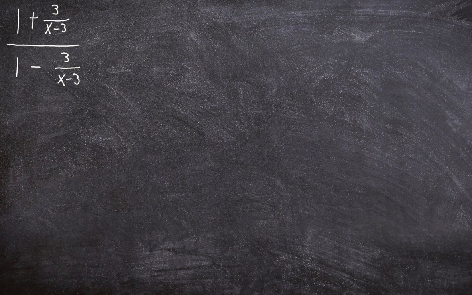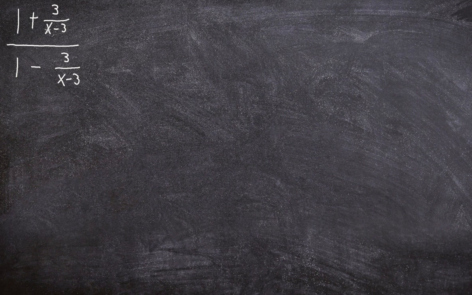In this video, I want to talk about more advanced problems that have to do with simplifying rational expressions, okay? So this first example I'm going to show is 1 plus 3 over x minus 3, which is all over 1 minus 3 over x minus 3.